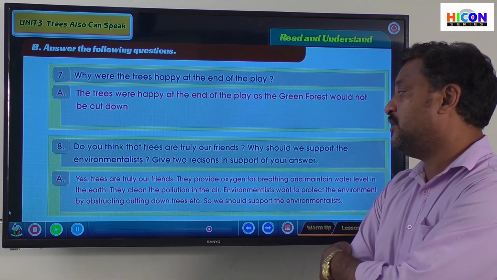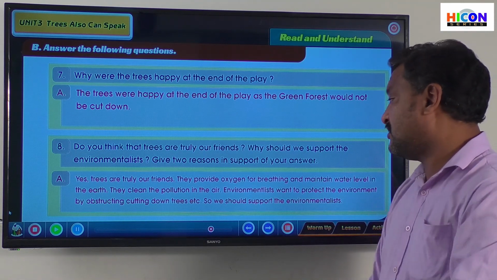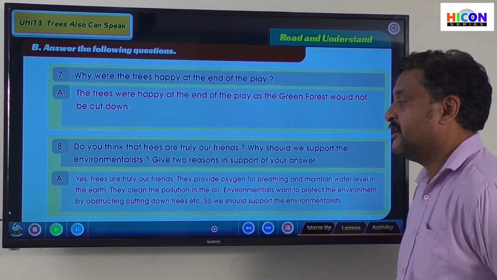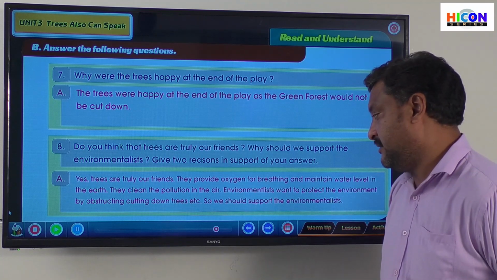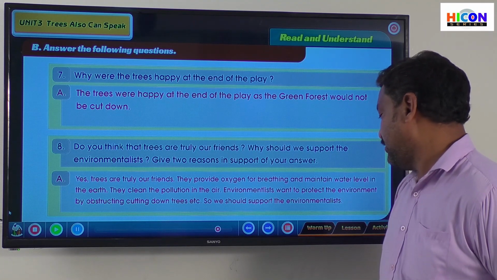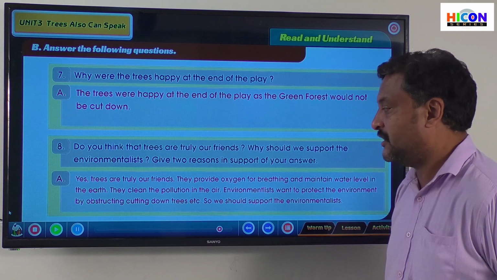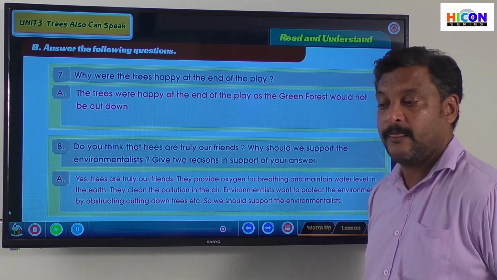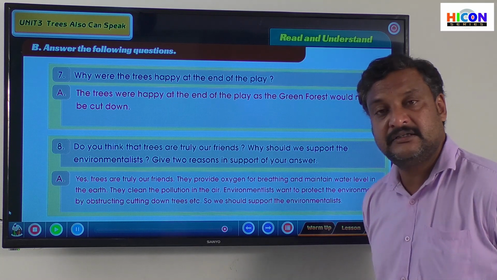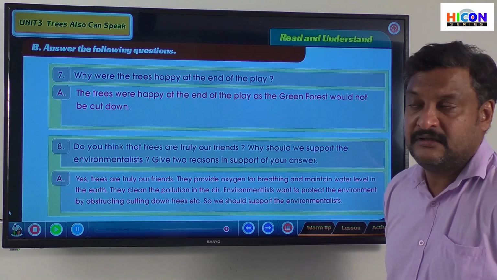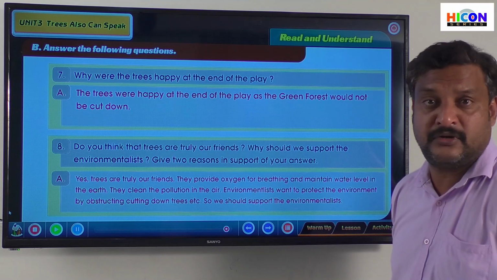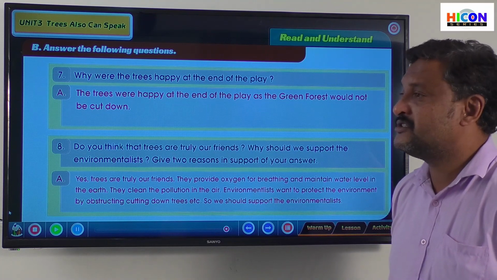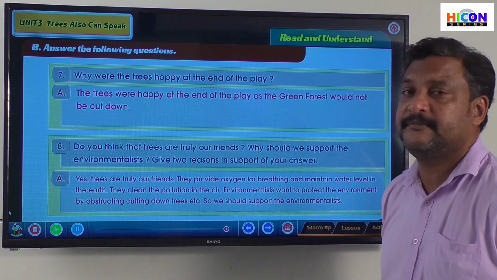Yes, trees are truly our friends. They provide oxygen for breathing and they maintain the water level in the earth. They clean the pollution in the air. Environmentalists want to protect the environment by obstructing the cutting down of the trees, etc. So we should support the environmentalists. Obviously, trees are our friends. See, what are the things they do for us? They give us food, they give us shelter, they give us a cool breeze, they give us shade.